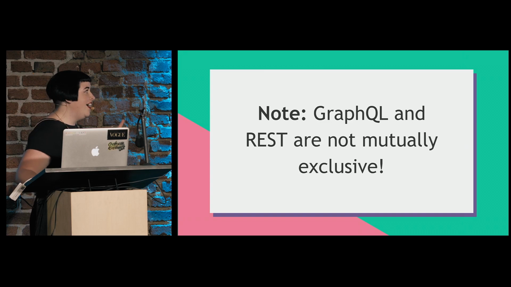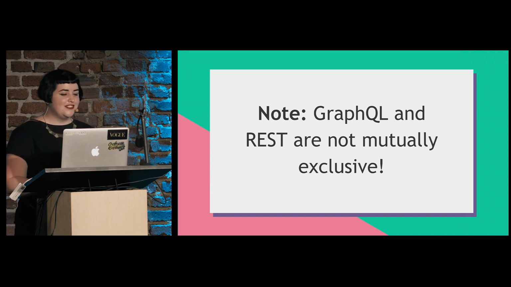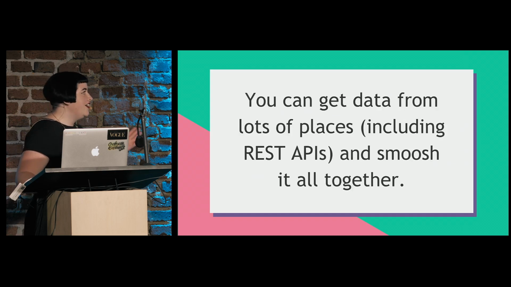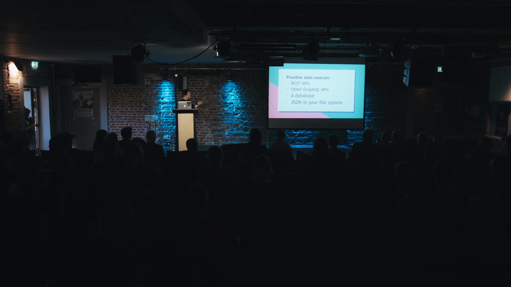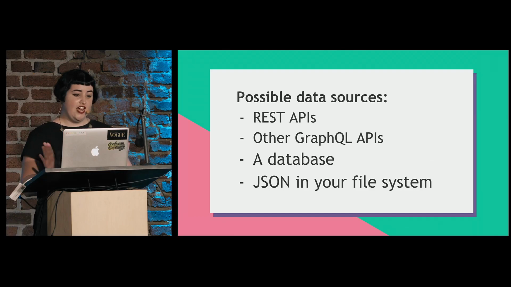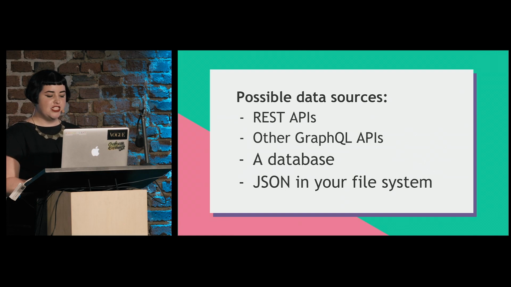And I want to say that GraphQL and REST are not mutually exclusive. What I've described today is essentially adding a GraphQL layer on top of a REST API in order to interact with it in the way that you want. And you can get data from lots of different places, including REST APIs, and smush all of it together. So you could get data from REST APIs, other GraphQL APIs, a database, a JSON file in your file system, a random S3 bucket, wherever you want, a tweet, I don't know. Let your imagination run wild.